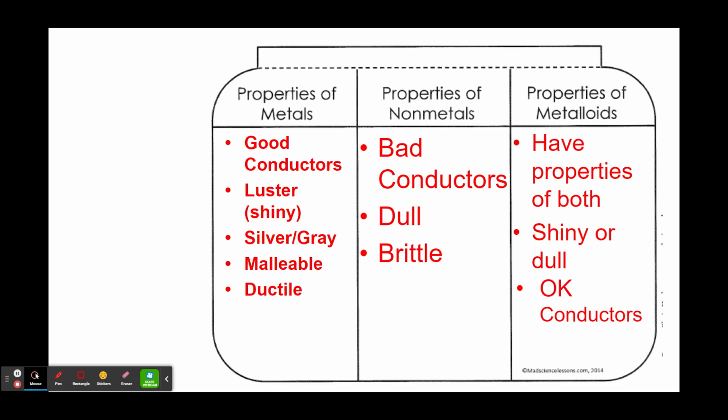And then remember, nonmetals are just the exact opposite. They're bad conductors. They're dull, meaning not shiny, and they are not malleable or ductile. They are brittle, which means that they break into pieces easily. If I hammer it, it's going to crumble. Then I have properties of metalloids. Remember, metalloids are like your friend that can never make a decision. So they have properties of both metals and nonmetals. So they can be shiny or they can be dull, and they're just okay conductors. They're kind of meh, right? They're not good conductors like metals, but they're also not as bad as nonmetals.